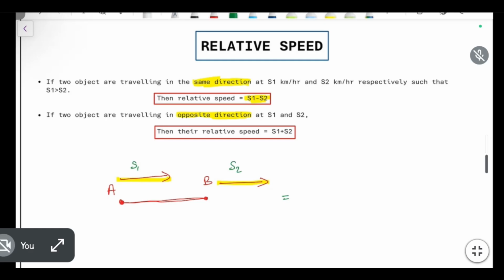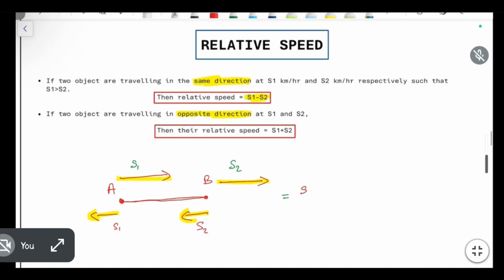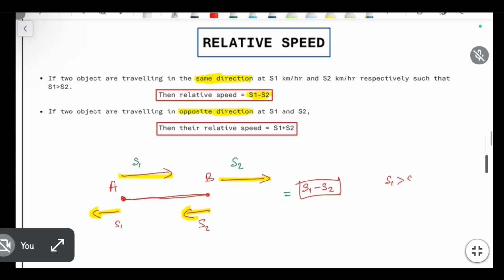In that case, if both of them are traveling in the same direction, it can also be this case. It can also be A traveling this side and B is also traveling this side at speed 1 and speed 2. It can also be B traveling this side, A is also traveling this side, which simply means both of them are traveling in the same direction. When both of them are traveling in the same direction, the relative speed will be S1 minus S2. Always remember that. But remember, S1 should be greater than S2.